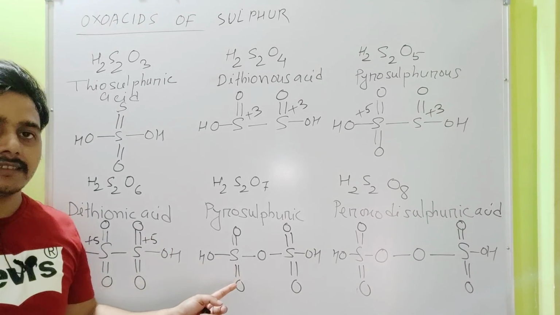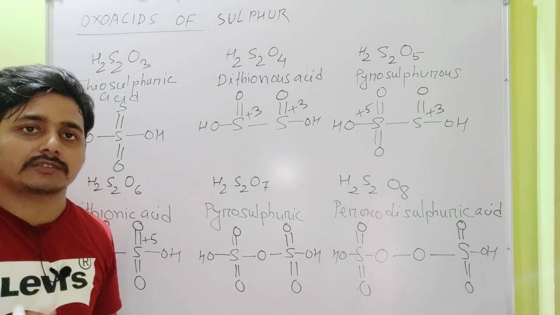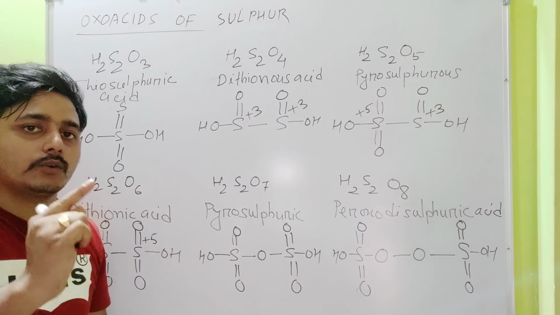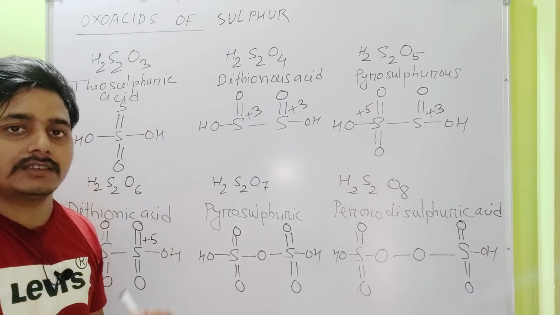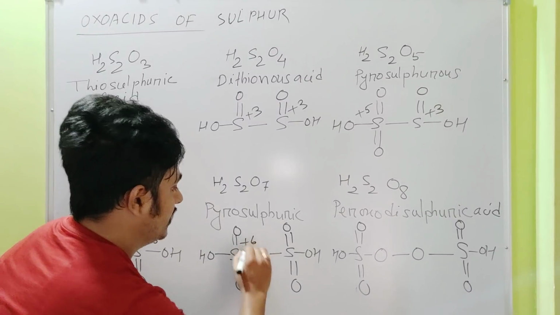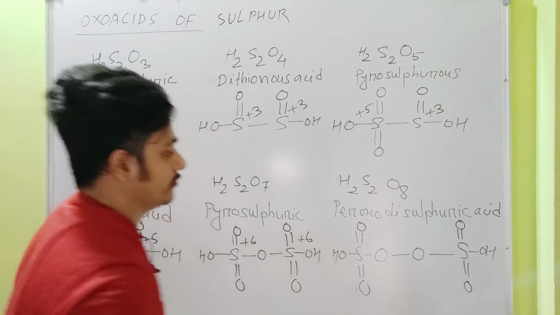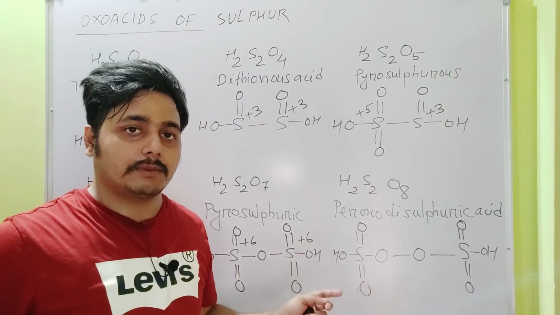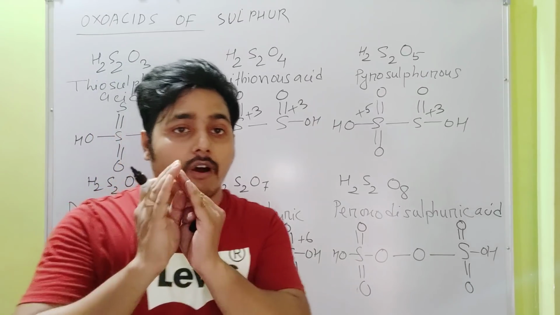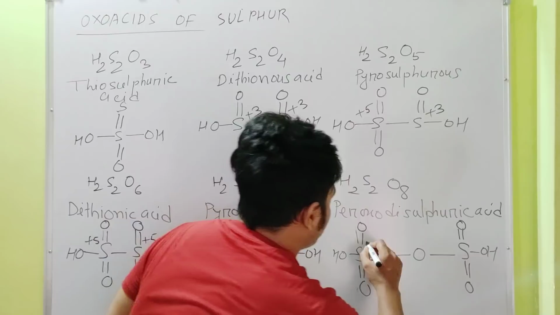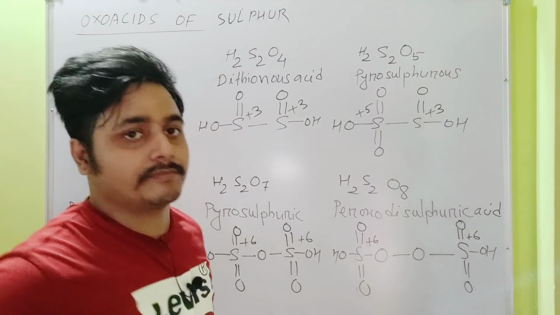In this case, what you can see, this sulfur is forming 6 bonds and all the 6 bonds with more electronegative oxygen atoms. Therefore, +6. This also +6. In this case, similarly, the sulfur is forming 6 bonds with the more electronegative oxygen atoms. Therefore, +6. This sulfur also is in +6.